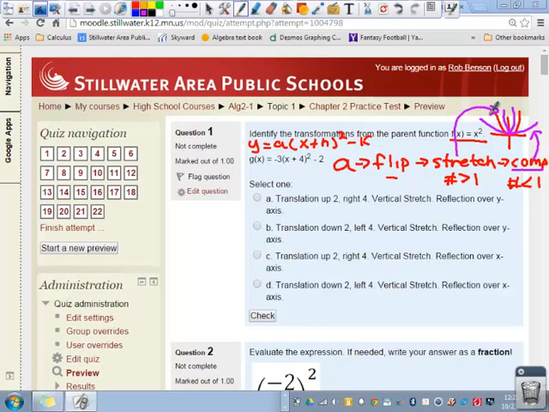Now the h right here, this does something too. That will shift it left if it's positive and right if it's negative. Okay, that's what the h does. And the k is the easy one. This should be plus, so make that a plus right there. The k will make it go up if it's positive and down if it's negative. Okay, so now with that in mind, let's take a look at these things to answer this problem.